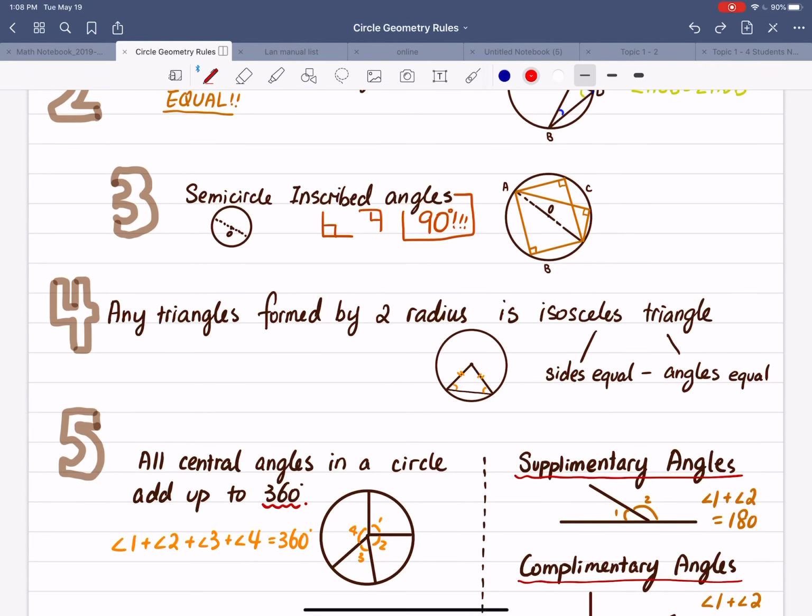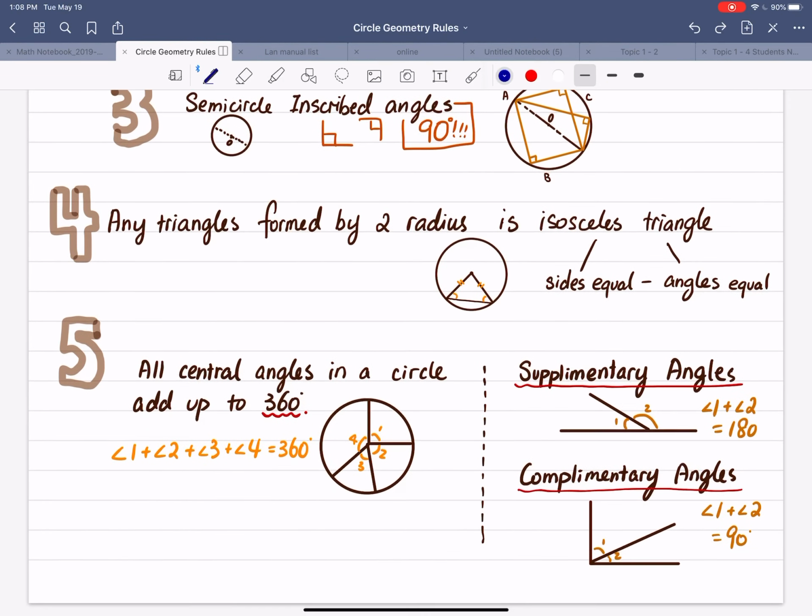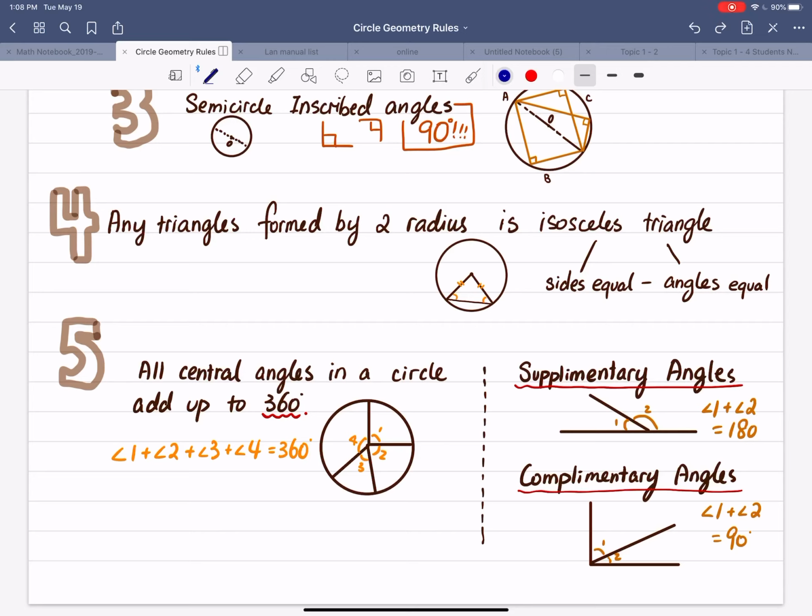And semicircle inscribed angle. If you see an inscribed angle whose arc is basically half of the circle, the chord is the bisect of the circle, okay? In that case, if it's a semicircle and you have an inscribed angle, it's always 90 degrees, okay? It's always 90 degrees.